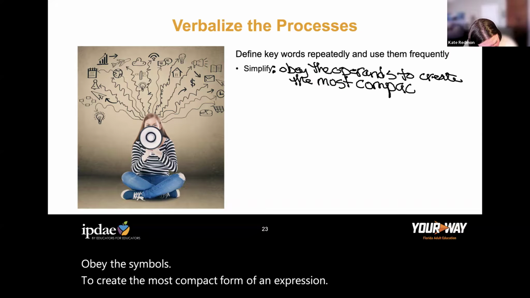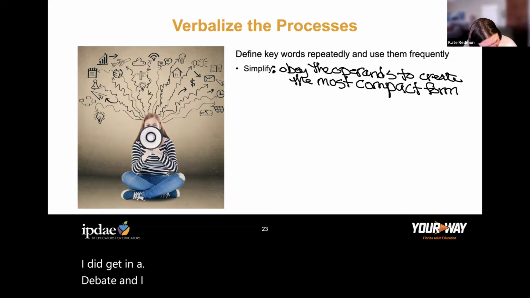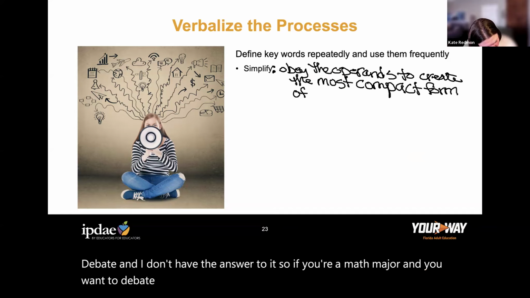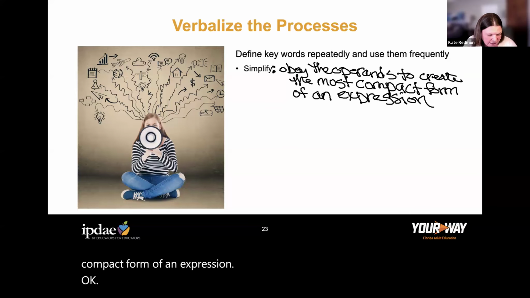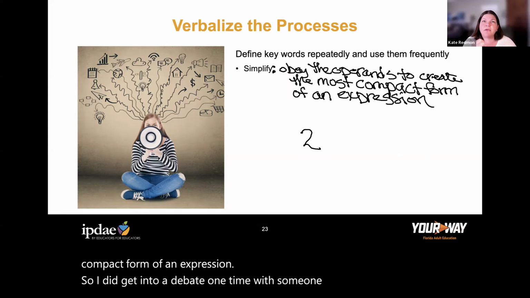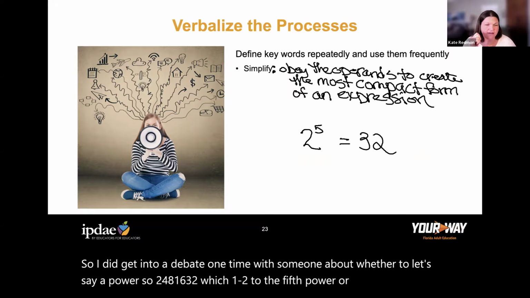I did get in a debate and I don't have the answer to it. So if you're a math major and you want to debate with me, oh, so wait, let me finish what I'm writing. Most compact form of an expression. Okay. So I did get into a debate one time with someone about whether 2 to, let's say, a power, so 2, 4, 8, 16, 32, which one, 2 to the fifth power or 32, is more simplified.